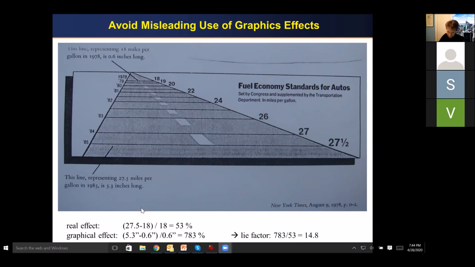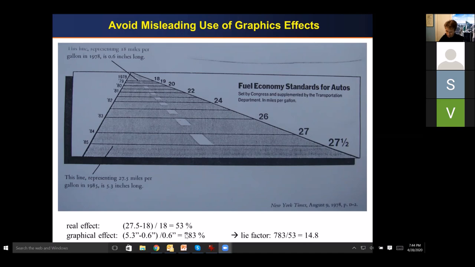But then the graphical effect, when you take this line minus this line, the length of the line, and you normalize it, you get 783%. So with this picture, you suggest that the fuel economy gets basically 14 times better than it really gets, right? The lie factor is 14.8.